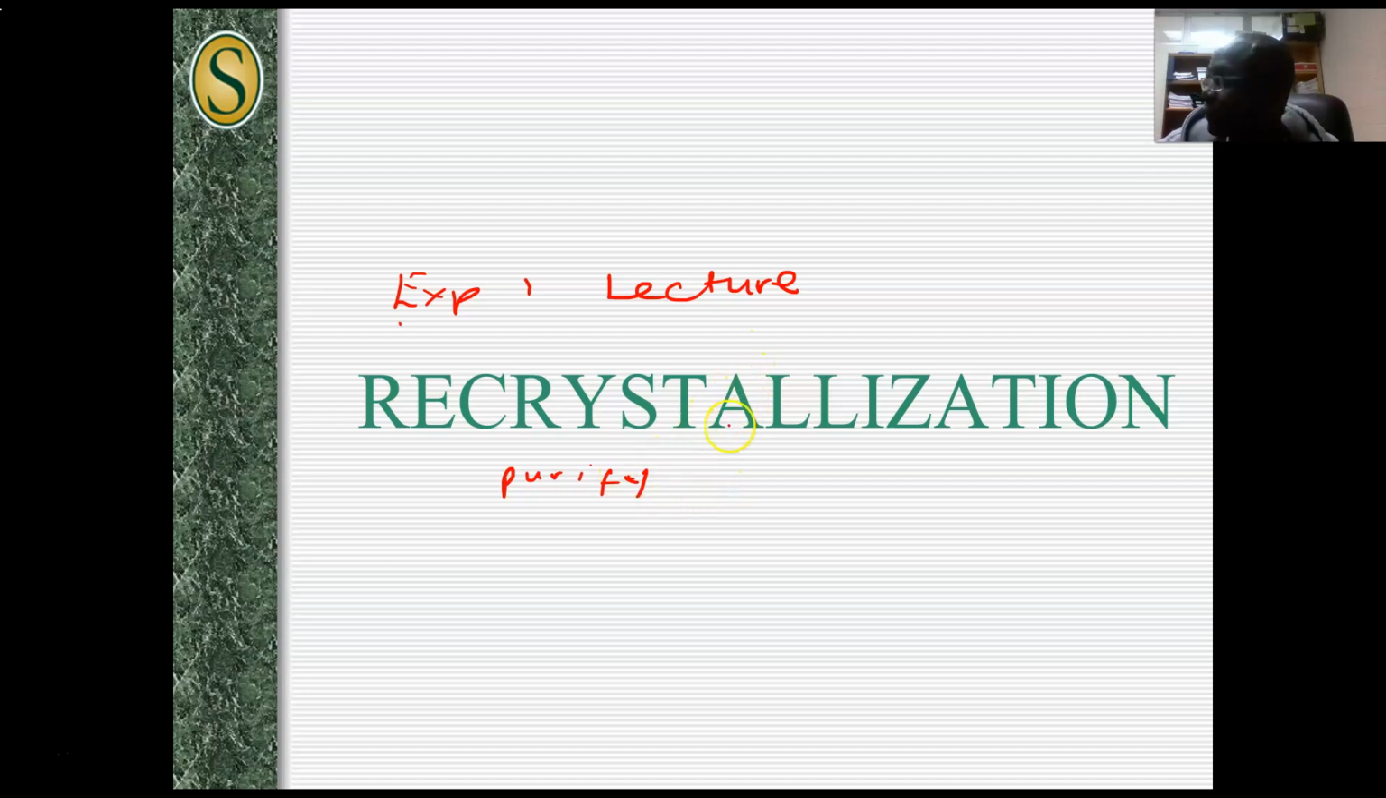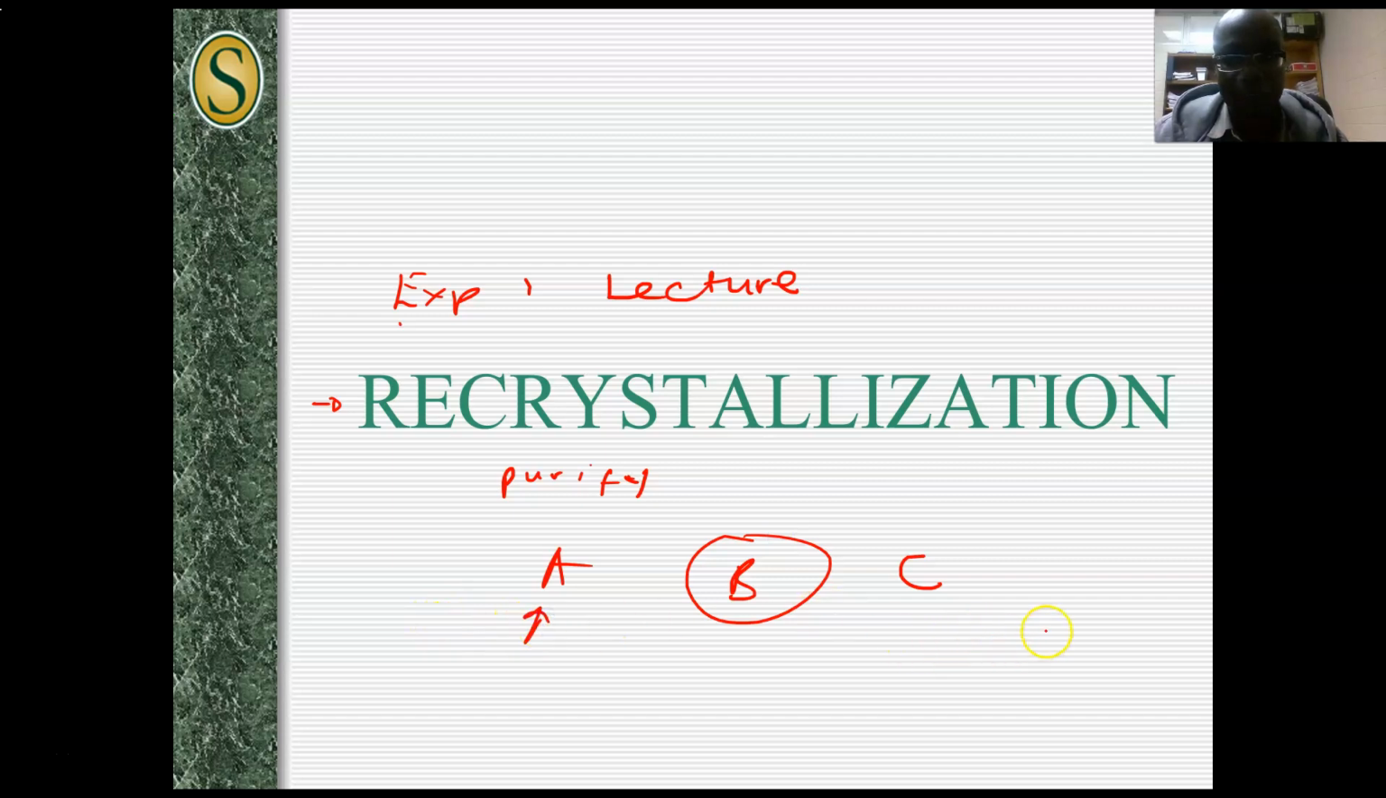Whenever you have a reaction, after you do a reaction, you're going to end up with mixtures. Those mixtures can be separated. One way is recrystallization, where you can grow crystals for one of the products. Let's say you have compounds A, B, and C. If B can crystallize and A and C stay as a liquid, you take advantage of that and crystallize this.